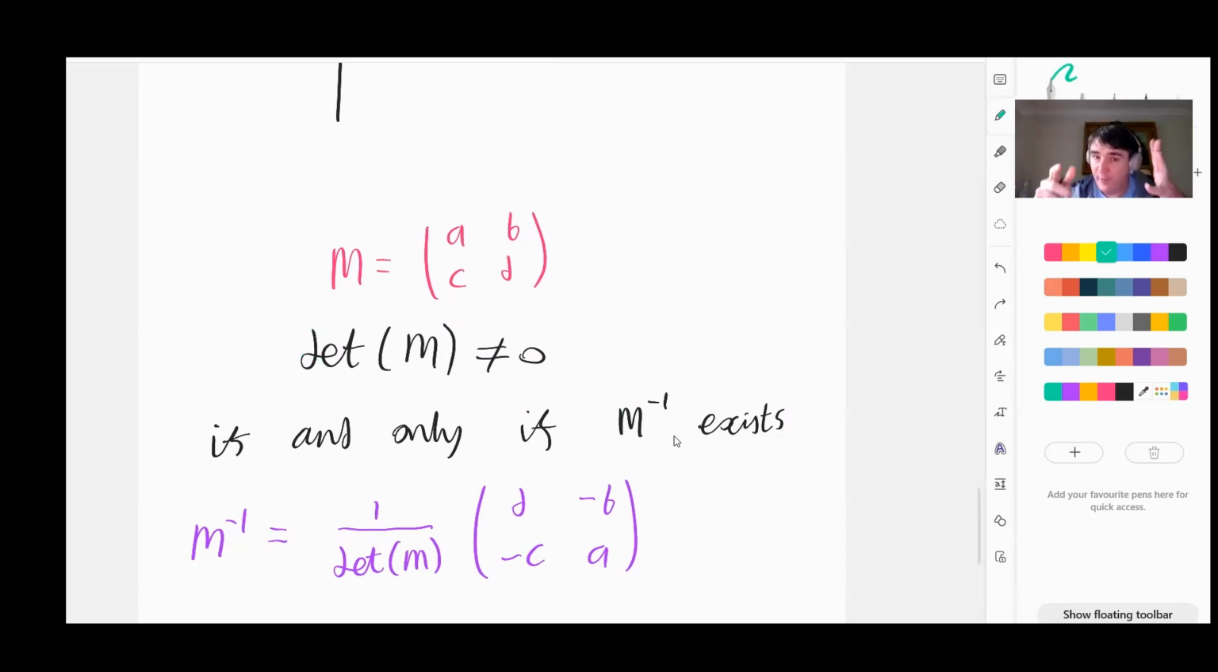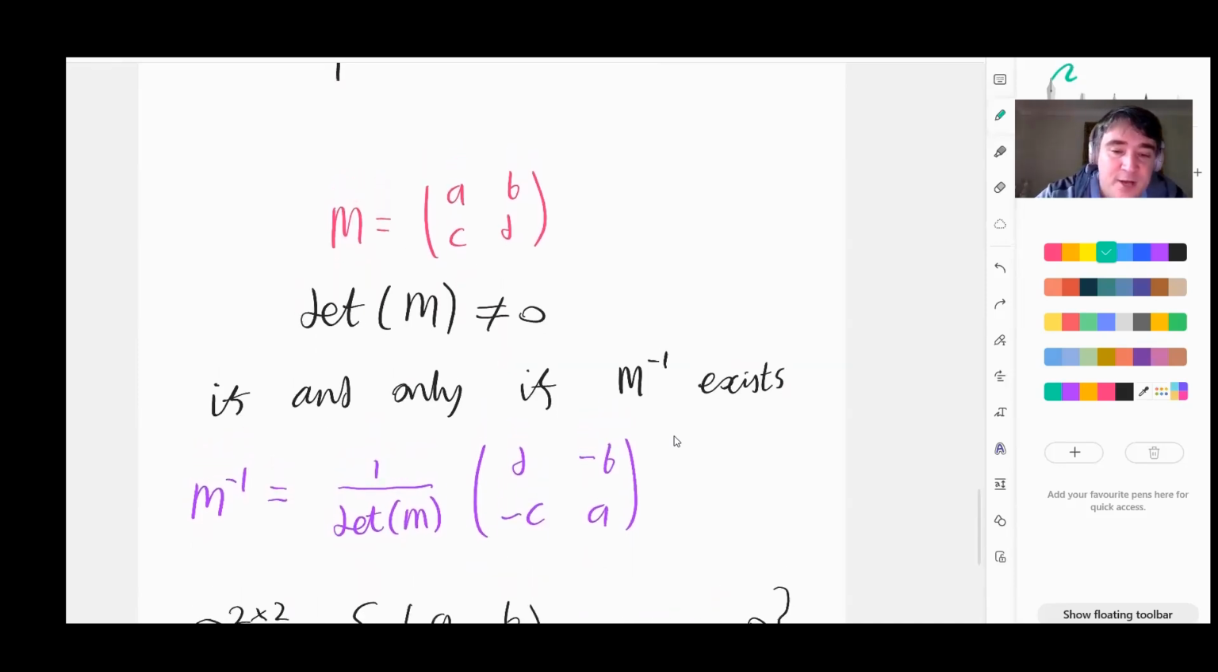Okay, so as long as that determinant's not zero, that parallelogram has an area. That means that those two vectors are not going to be pointing in sort of collinear directions, and that means that we can invert the matrix. And this is actually the formula that tells us what the inverse of the matrix will be. So it's a nice exercise that you can do to check that this does indeed work.